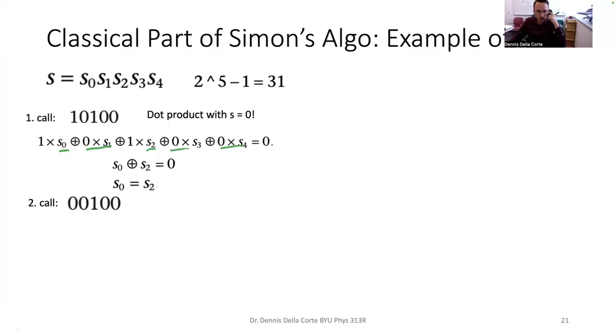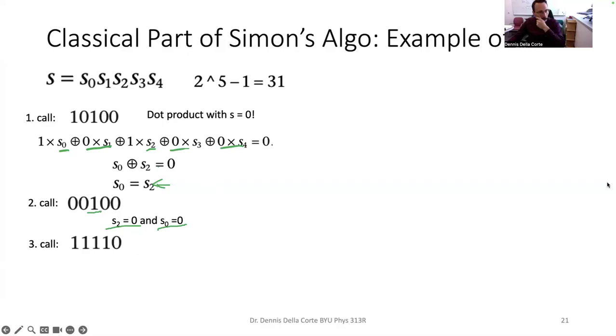Then we do a second call. This time we use 00100. We know again that the dot product has to be 0. So we write out the dot product, and we see here that S2, which corresponds to this bit here, is by itself. This is the only term. We're going to get 1 times S2 has to be equal to 0. So now we know that S2 is equal to 0. But because we know that S0 is equal to S2, we also know that S0 is 0. So after 2 calls, we already know 2 of the bits.